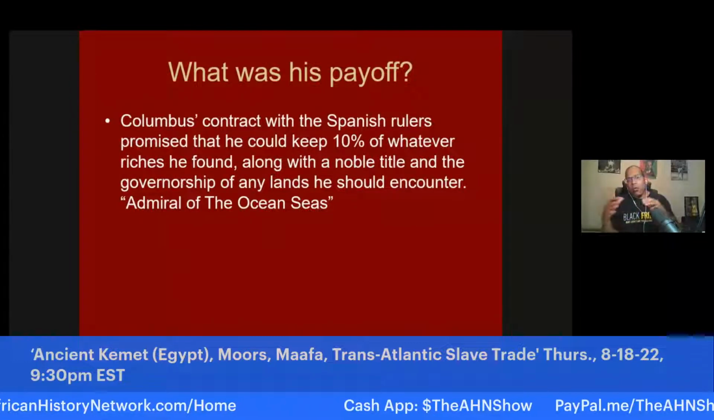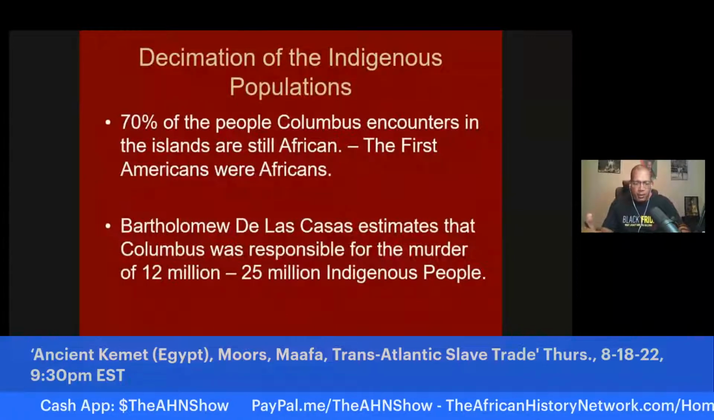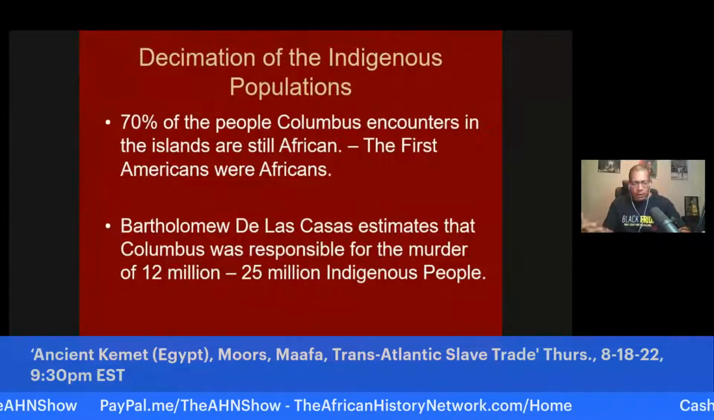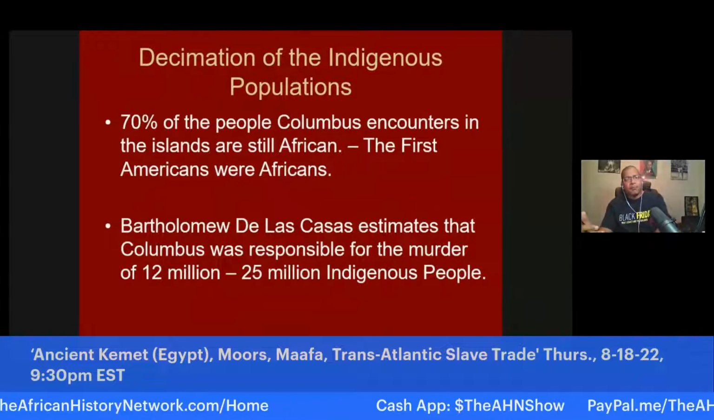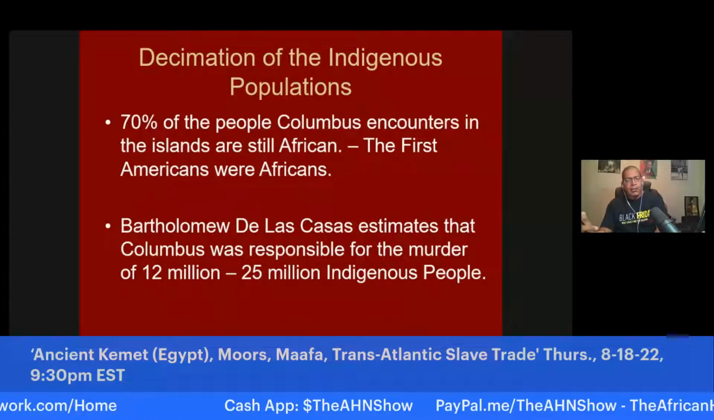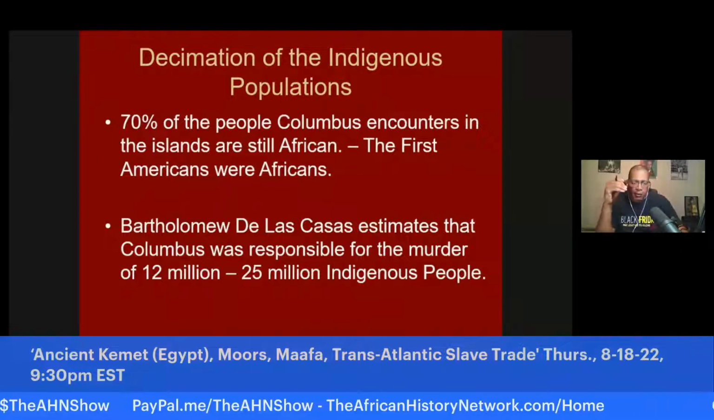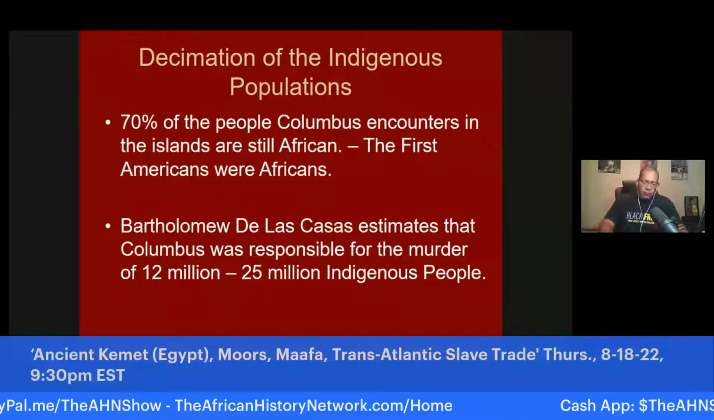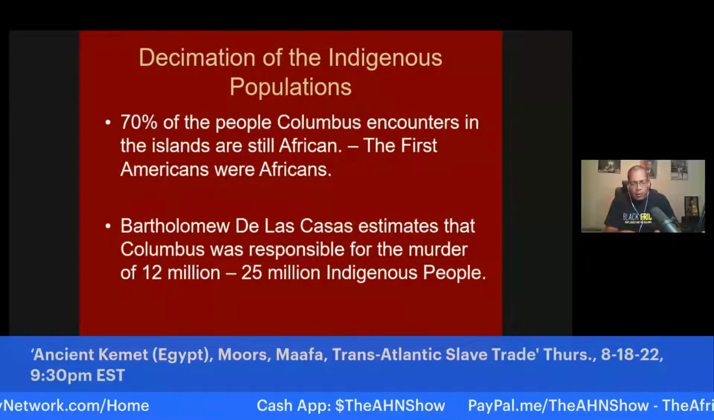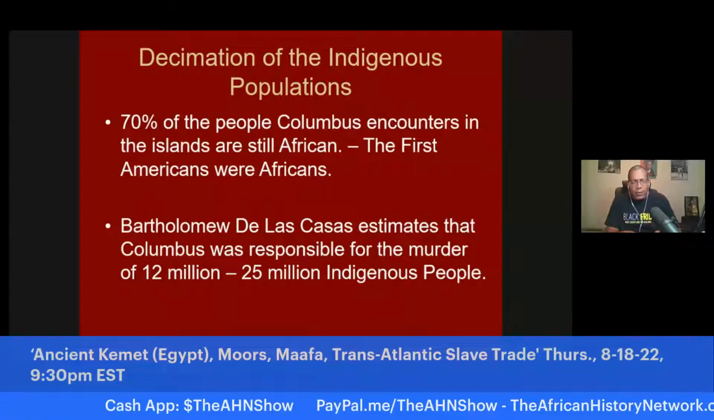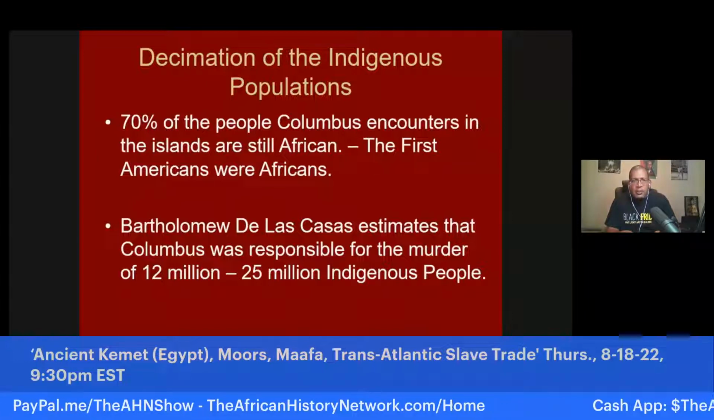Now, according to Dr. David Imhotep, who wrote the book "The First Americans Were Africans: Documented Evidence," who's a friend of mine, I've interviewed him probably 13, 14 times, something like that. In his book, he talks about how 70% of the people Columbus encountered on his 4 voyages were African people, because African people were already in the Caribbean even before Europeans got there. Africans were already there in some of those island nations.